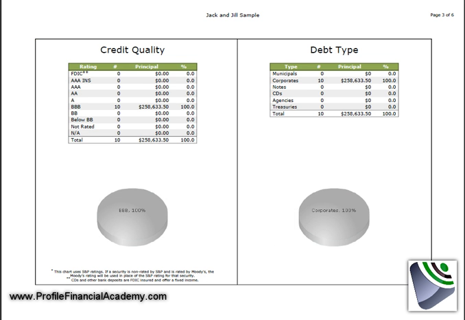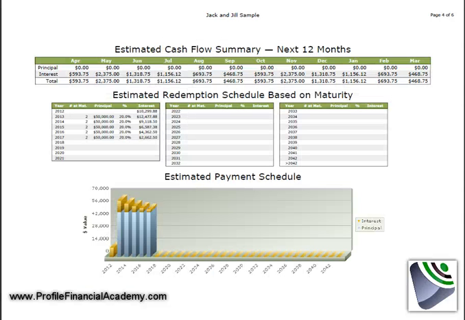Here we are on the next page. We get some information about the credit quality and the type of debt that we had. The credit quality is showing us that on average this portfolio is a triple B rated portfolio. And depending on the size of the portfolio, you might have higher rated bonds or lower rated bonds. And then on the right side, it's showing us the different type of debt. Again, we saw this previously. We're talking about corporate debt in this case.